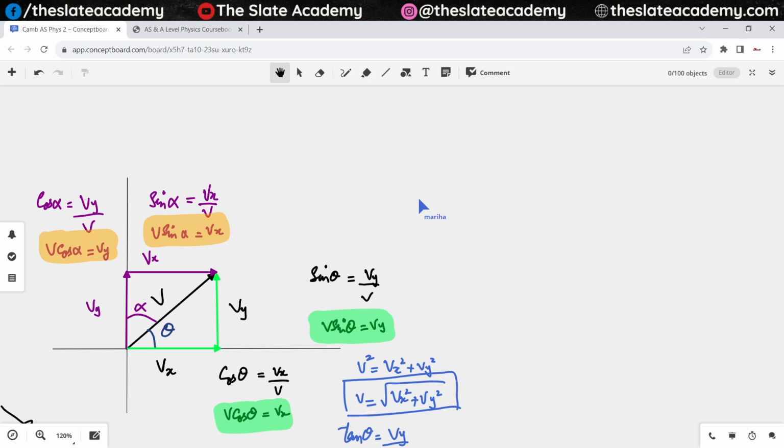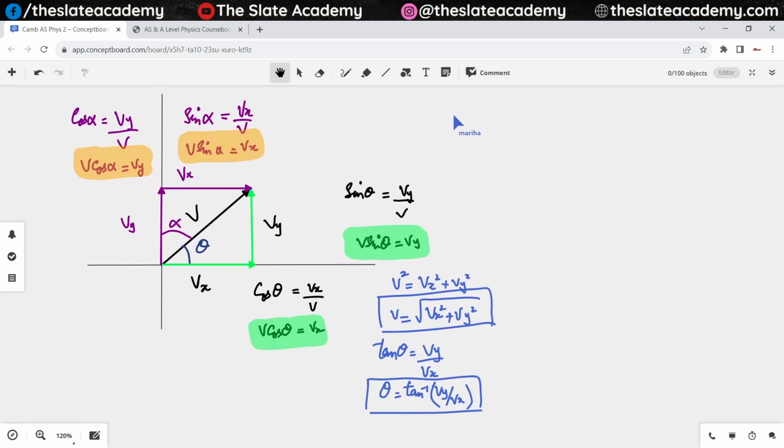If I have to give the direction of a vector, I can give direction with regards to the x-axis, or I can give direction with regards to the y-axis. It's not mandatory that I always give it with regards to the x-axis, even though most of the questions that you would get, you would be given the direction from the x-axis.